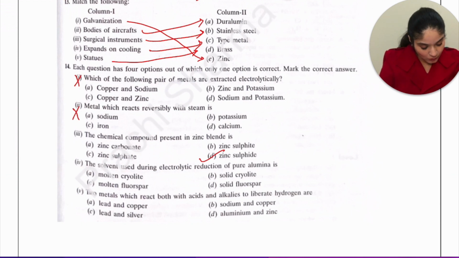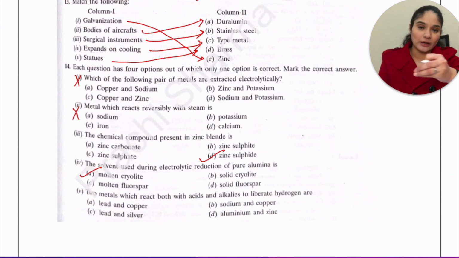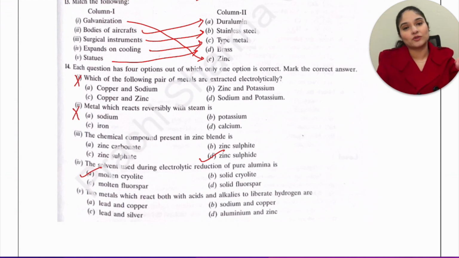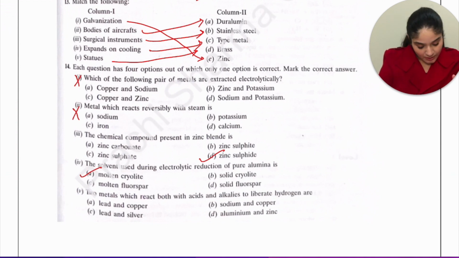Solid cryolite, no. We'll be using molten cryolite because you need it in solution. Electricity has to pass through it, and electricity cannot pass through a solid form. Two metals which react with acids and alkalis to liberate hydrogen. The answer would be lead and copper, sodium and copper, lead and silver? No. The answer would be D, aluminium and zinc.